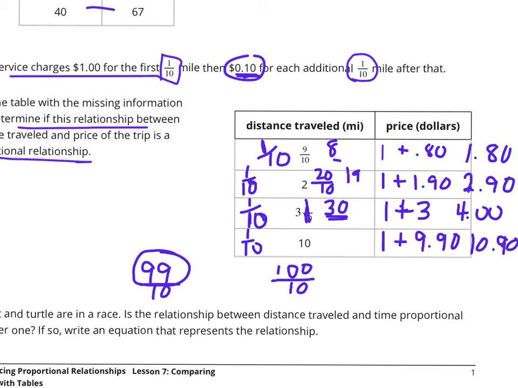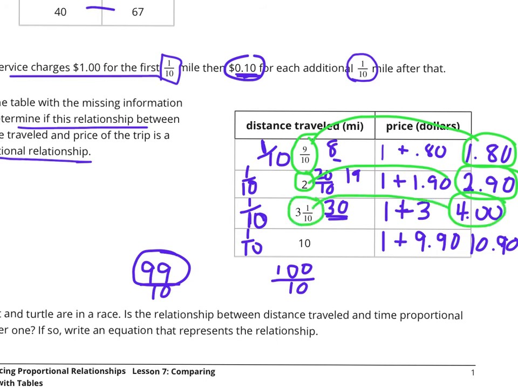So now again, what's relevant to this lesson is the more important part. Do we have a proportional relationship? And we're going to find that out by dividing, like we always do. For example, the $1.80, I'm going to divide it by 9 tenths. I'm going to take $2.90 and divide it by 2, and $4 and divide it by 3 1/10. $10.90 dividing it by 10. Do we always get the same number, or do we not? If we do, then yes, it's a proportional relationship. If the answer is no, then it's not.